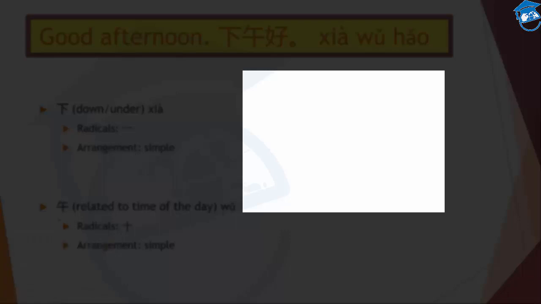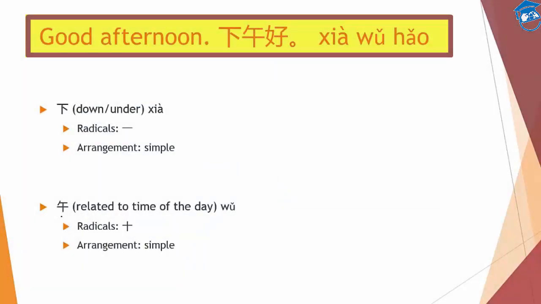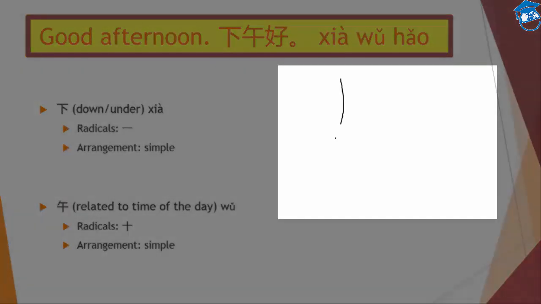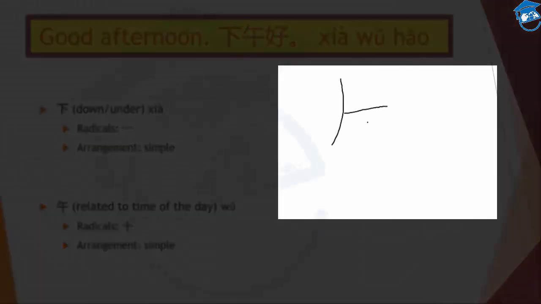and the next one, 午. Okay, it's related to the time of the day. I will explain it in the next slide, but for now I will put the meaning as what it is here. And this is the pinyin. The radical is this one. Simple arrangement. So strokes 1, 2, 3, 4. Okay.